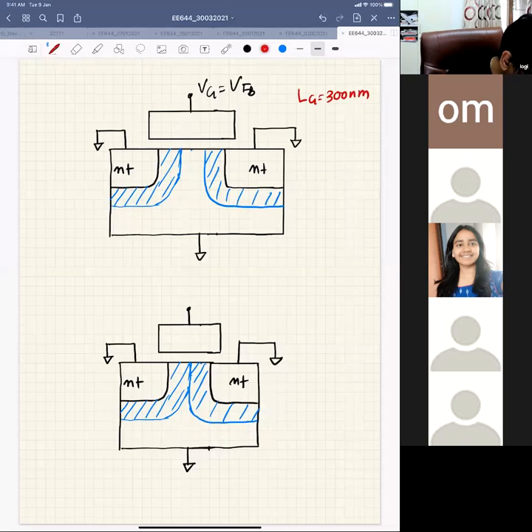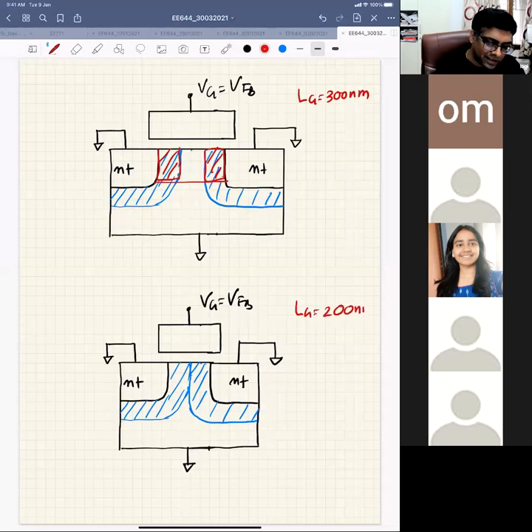the bands are flat, but I have some depletion charge already there. This is contributed by the source and drain junctions. If I move to Vg equal to VFB, but with Lg equal to 200 nanometers, you see I'm not applying any gate voltage, the gate voltage is the flat band voltage, but I have these charges contributed from the drain. So this is already there.